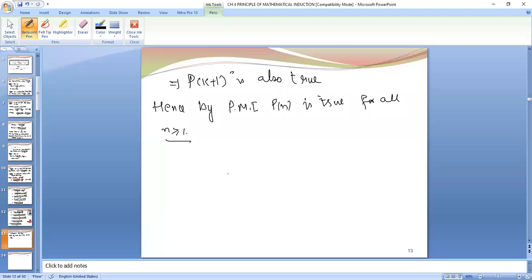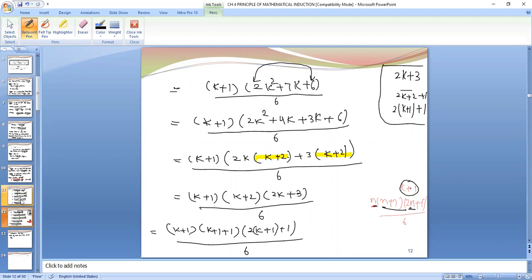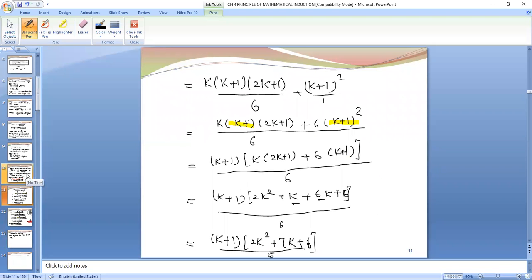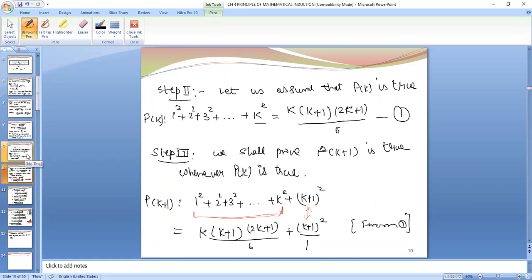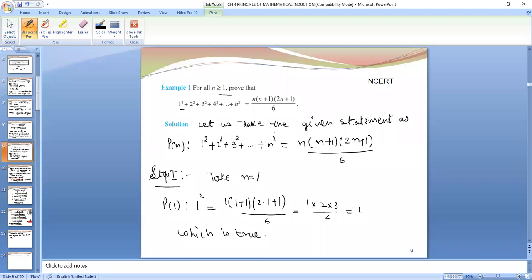Ma'am, if in the first step left hand side is not equal to right hand side, then we will solve further. You will always be given a statement which will be true. Your task is to prove that. But if there is any question where left hand side is not equal to right hand side for n equals 1, that means the statement is not true. Okay, ma'am.